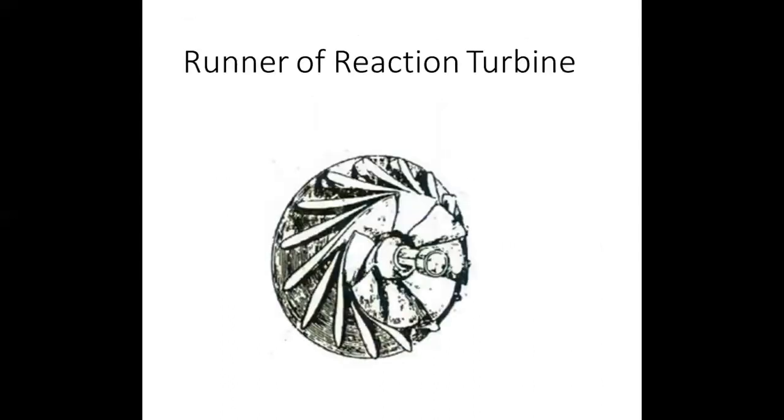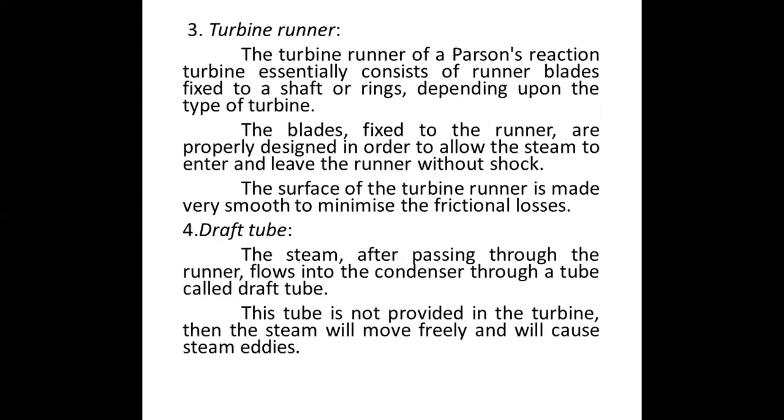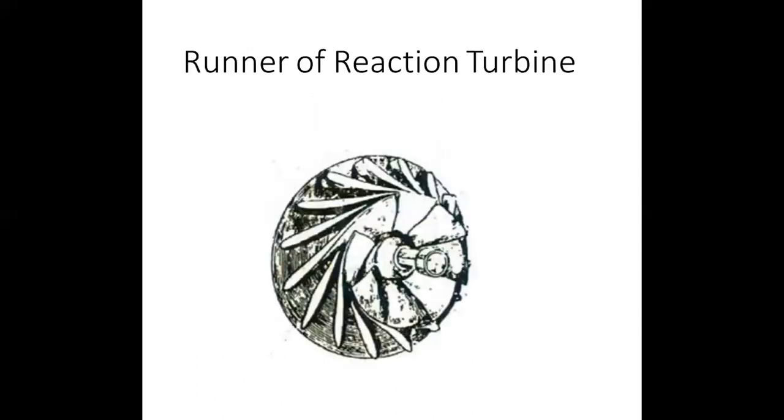The turbine runner of a Parsons reaction turbine essentially consists of runner blades fixed to a shaft or rings, depending upon the type of turbine. The blades fixed to the runner are properly designed in order to allow the steam to enter and leave the runner without shock. The surface of the turbine runner is made very smooth to minimize the frictional losses.